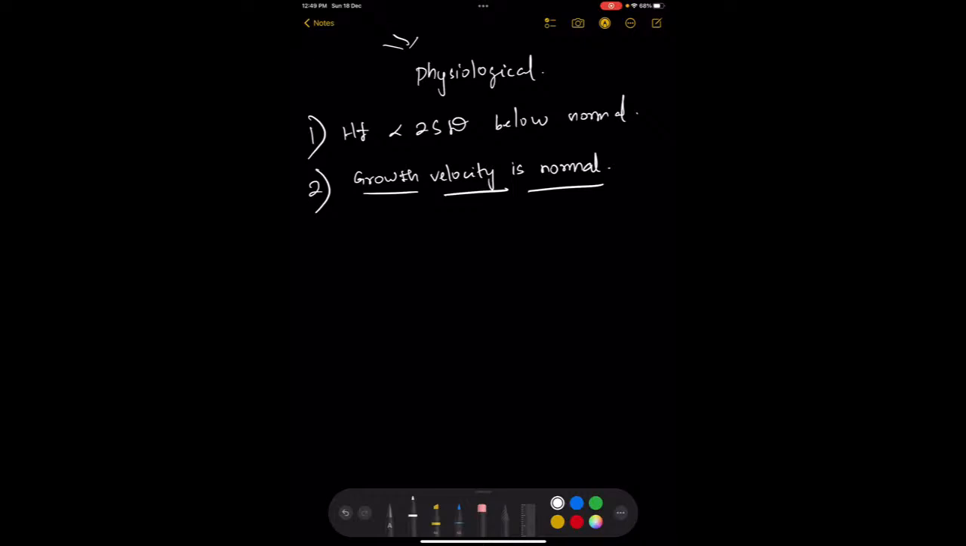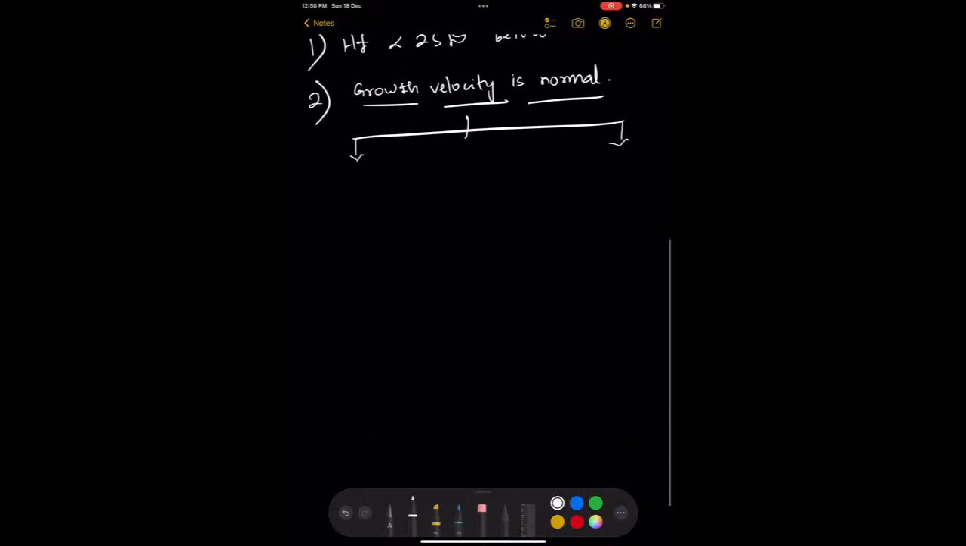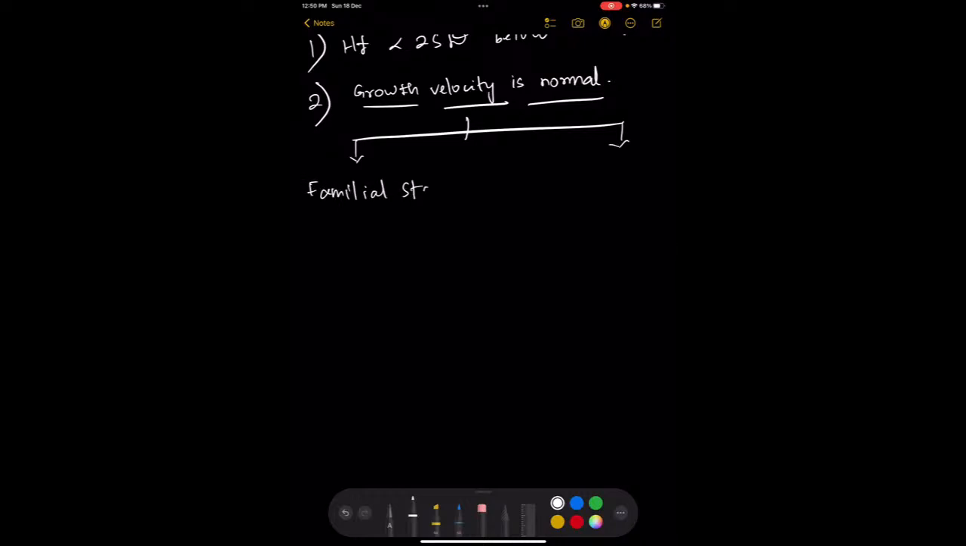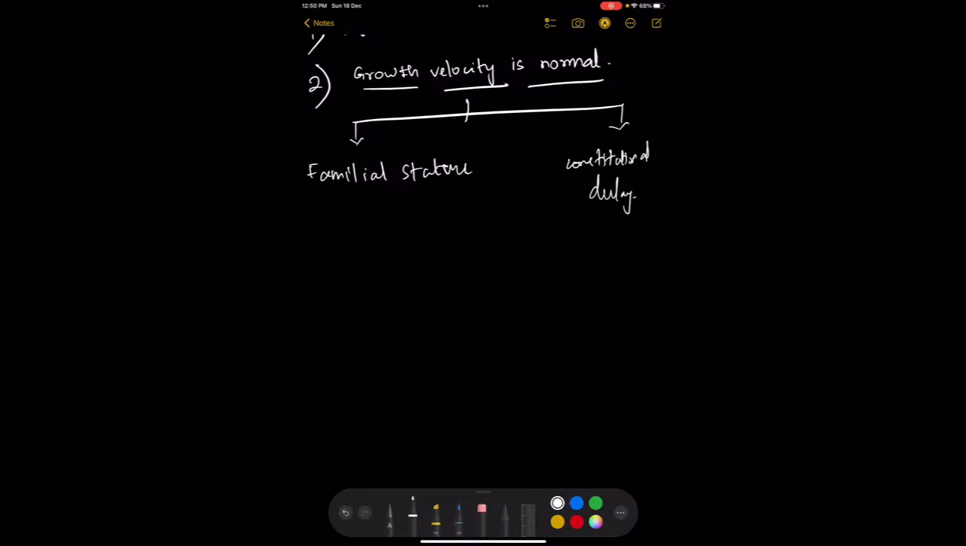Physiological short stature is divided into two types. The first one is familial stature, and the next one is constitutional delay. In constitutional delay, in the first 2 years the growth is slow, and then the growth is normal.